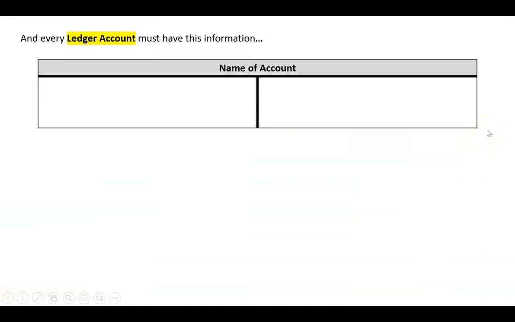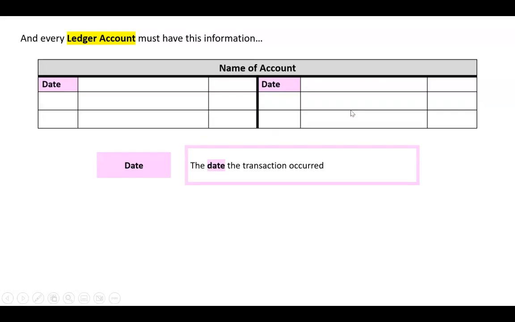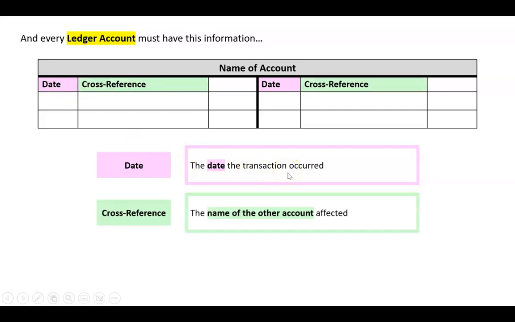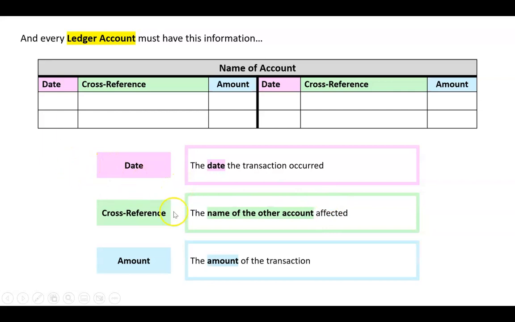So every ledger we know is a giant T, and it's got to have the following information. We're going to have the name of the account up the top. On the left hand side, that's going to be the debits. On the right hand side, that's going to be the credits. And within that, there'll be a date column, so that's the date that the transaction occurred. There'll be a cross-reference, that's the name of the other account affected. So that can be quite tricky. That's probably the hardest thing when you're learning how to enter transactions in ledgers. And lastly, there'll be an amount, the amount of the transaction.